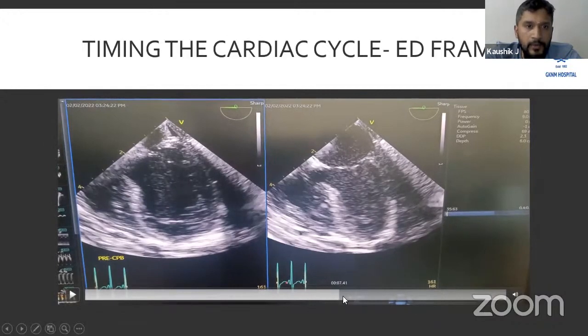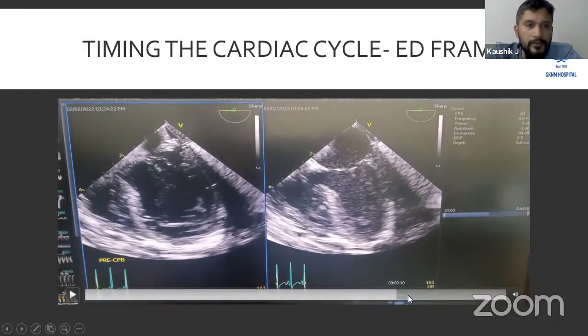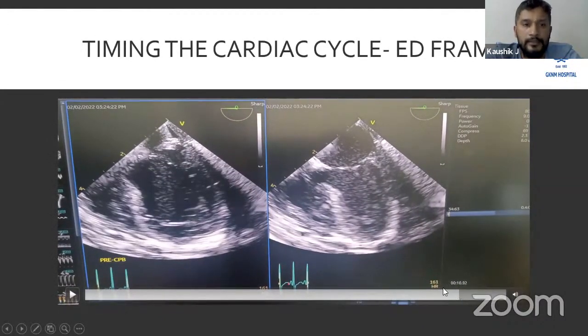So again, I'm going back a few frames. The mitral valve again remains open, and now it comes to a close. So this would be the frame that you would want to call the end diastolic frame.